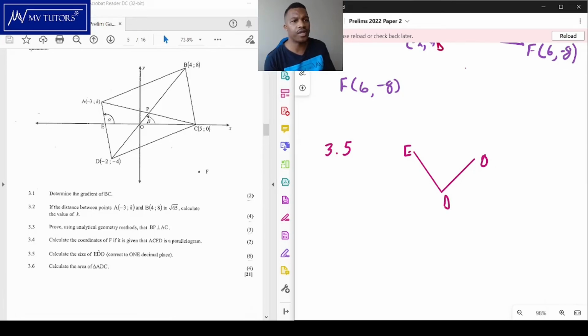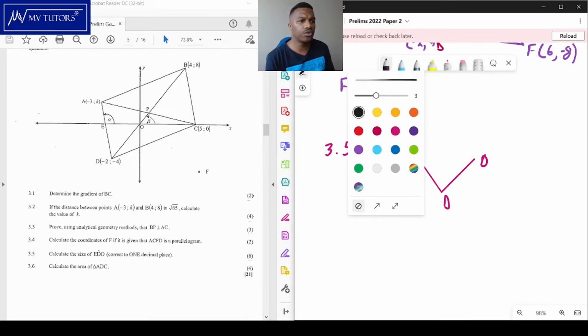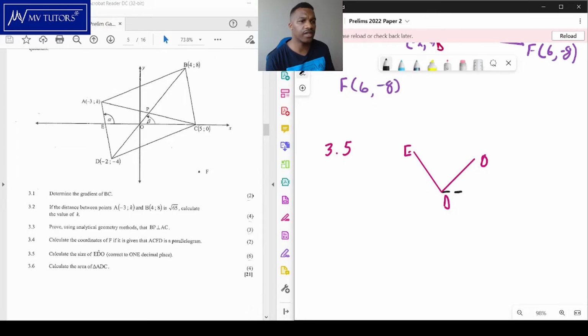Okay, so watch closely what happens here. I'm going to draw a parallel line to the x-axis. That's the x-axis right there, and I know that ED, we've been told that's alpha. But DO, that's beta, this one. So to get EDO, we have to subtract beta from alpha. As you can see, big angle minus smaller angle. So we need to solve these angles basically. How do we solve these angles? We know that gradient is equal to tan of whatever angle it is. Let's call it theta because that's what it says in the formula sheet.